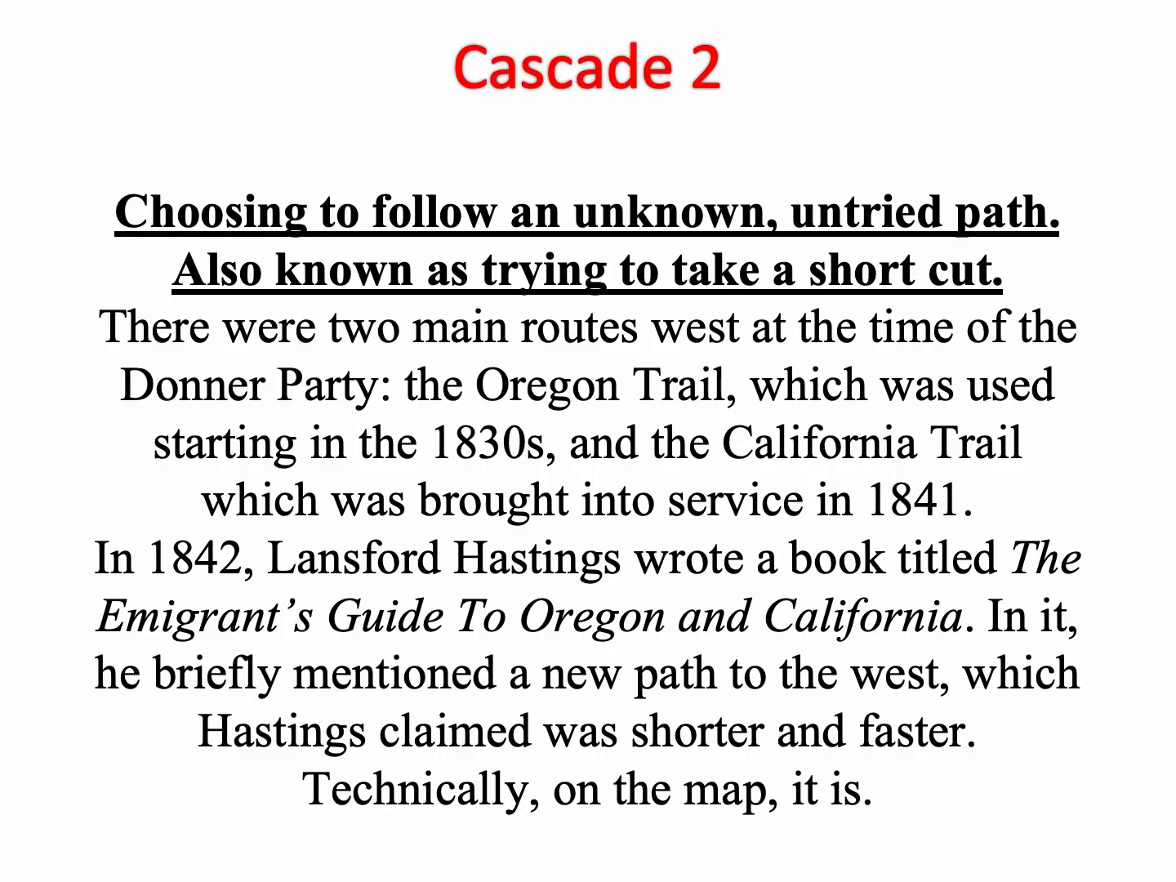They chose an unknown, untried path. It's called taking a shortcut. We've all heard why that's bad. This guy, Lansford Hastings, in 1842, wrote a book called The Emigrant's Guide to Oregon and California. In one sentence, he mentions a new path to the west, saying it's shorter and faster. Technically on the map it is.